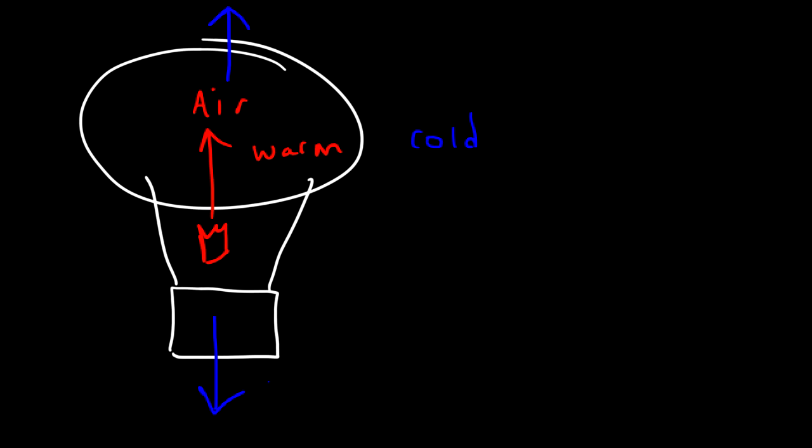Have you ever seen those movies with a hot air balloon? When you turn on the fire, it goes up. And if you turn off the fire, eventually it'll fall down. And so you can adjust the height based on if you want to go up or down. Just increase the temperature if you want to go up, cool it down if you want to go down.